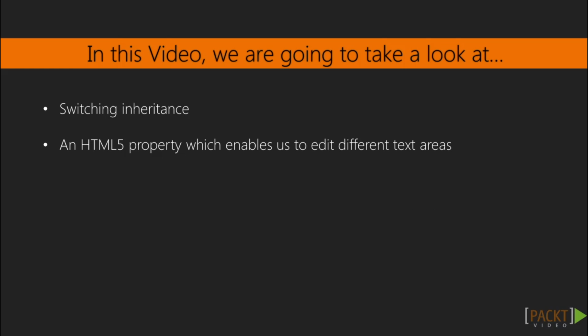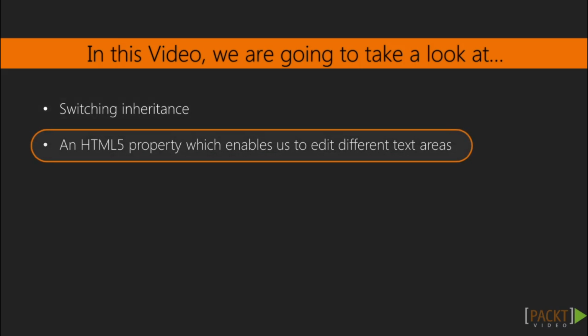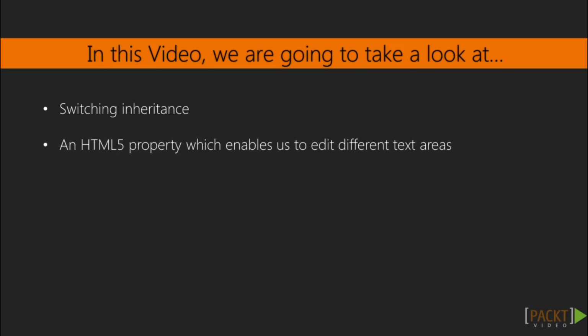Now what we're going to do right now in this lecture is I'm going to switch around and turn the alarm clock to not actually inherit from the text clock, just to show you how we could switch around inheritance whenever we want to. Beyond that, I'm also going to show you a new HTML5 property which enables us to edit different text areas, and we're going to use that to enable the user to go ahead and type the actual time he wants the alarm clock to start ringing. And that's what we're going to start off doing now, and then the next lesson we will continue that actual step.